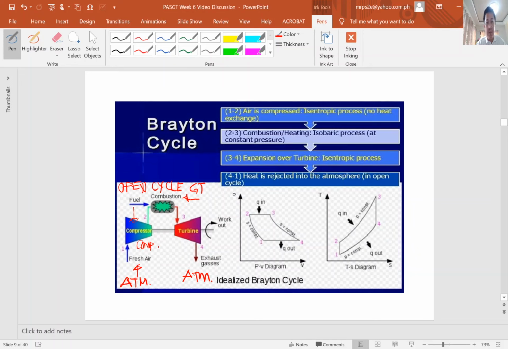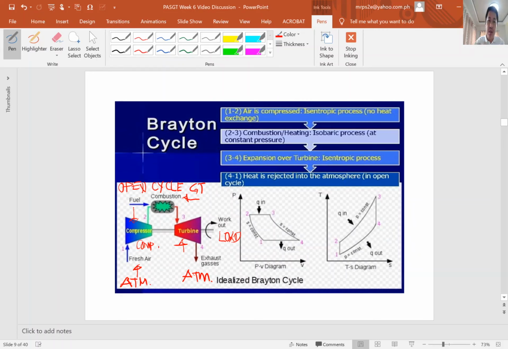So after the combustion, the combustion gases are flowing to the turbine. It will cause the turbine blade to rotate, and to rotate the compressor and the load here. So that is an open cycle gas turbine, a simple gas turbine. It is taken from the Brayton cycle.